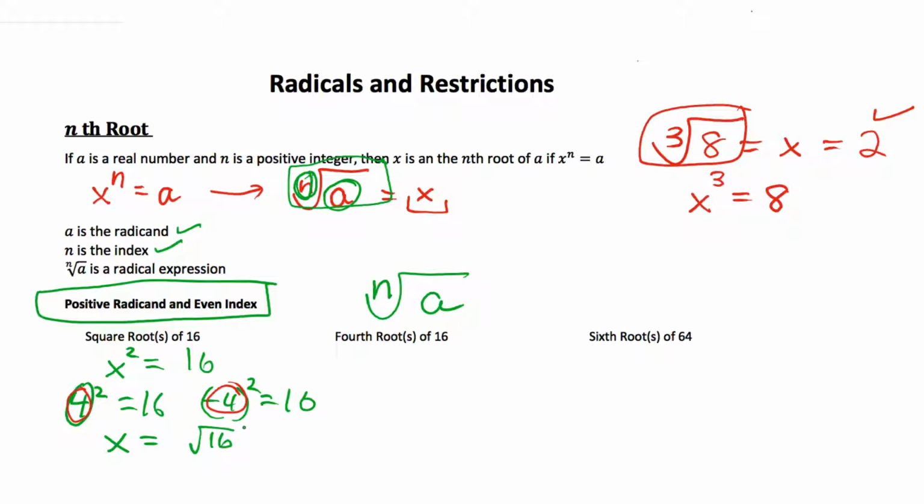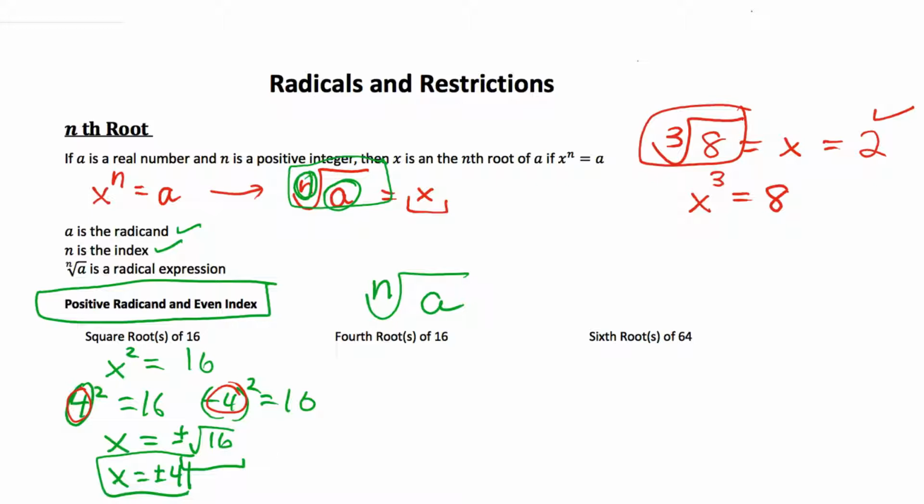Now here comes our first technicality. This symbol on its own represents what we call the principal root, which is the positive root. And since there are two of them in this case, we have to say plus and minus the square root of 16, which gives us our plus or minus 4. So we have two square roots.